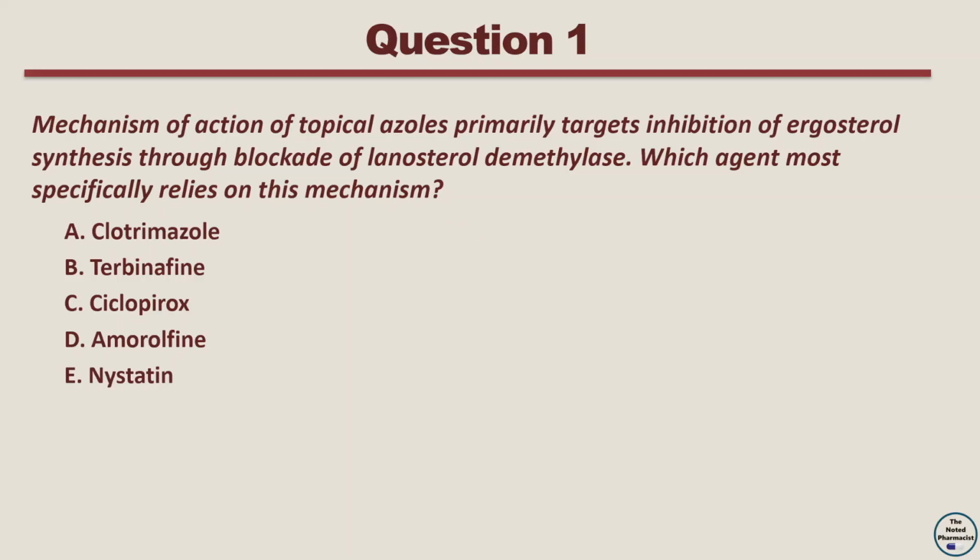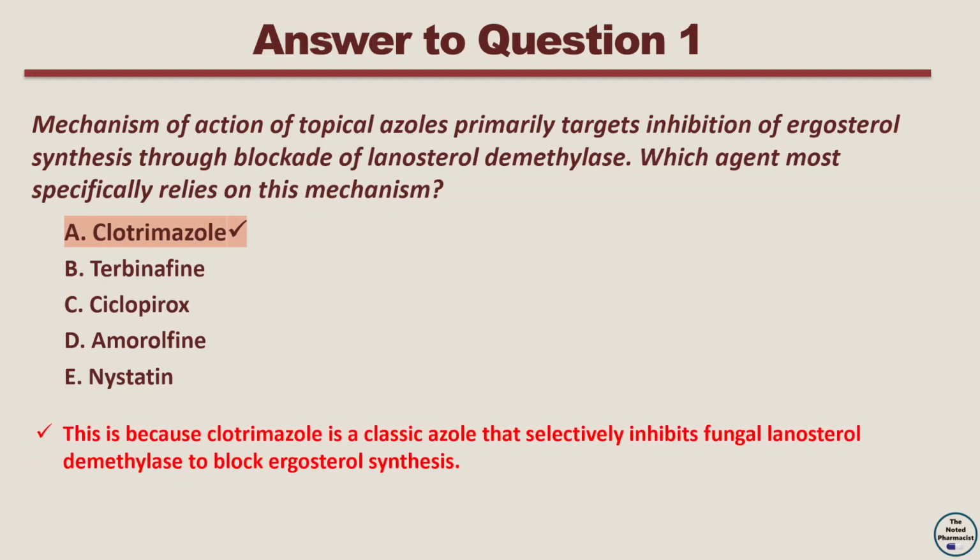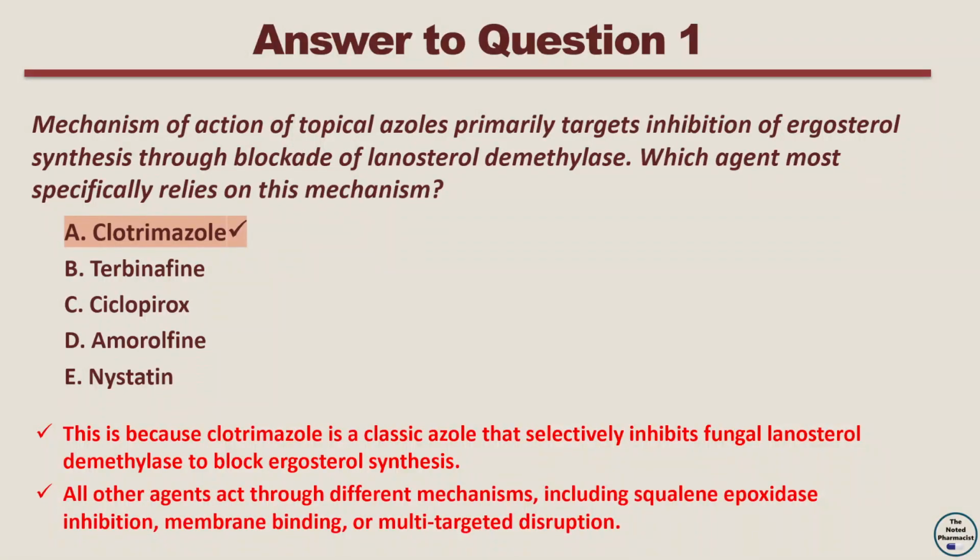The correct answer is option A, clotrimazole. This is because clotrimazole is a classic azole that selectively inhibits fungal lanosterol demethylase to block ergosterol synthesis. All other agents act through different mechanisms, including squalene epoxidase inhibition, membrane binding, or multi-targeted disruption.